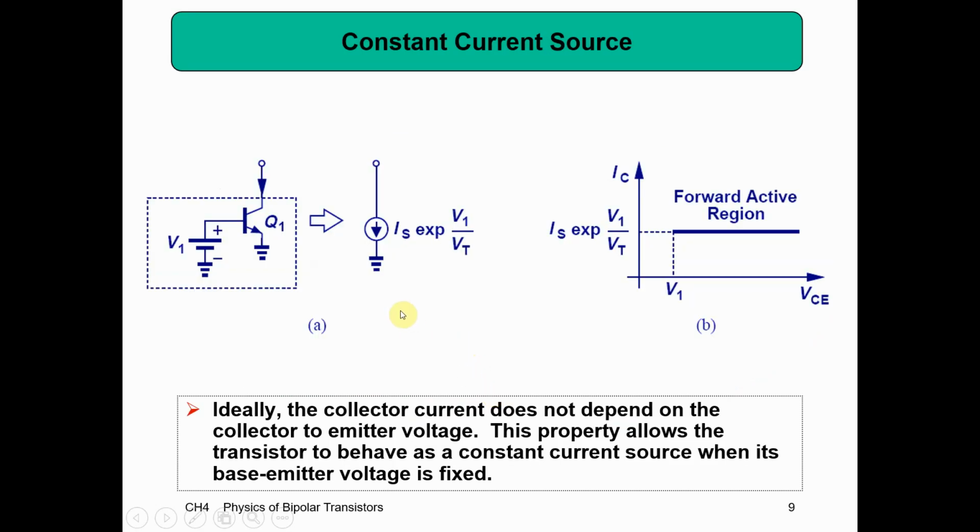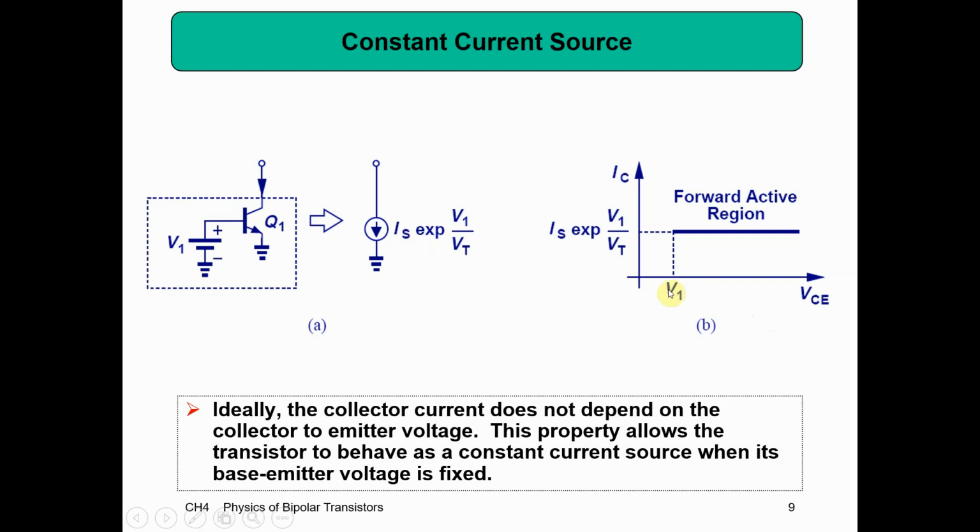Okay, so now what we see here is that by controlling the base emitter junction, I'm controlling my collector current. So we can use this BJT as a current source, and really it's a dependent current source. The current is dependent on my V1, which is my base emitter junction, independent of the actual voltage across the transistor, so it can act as an ideal current source.